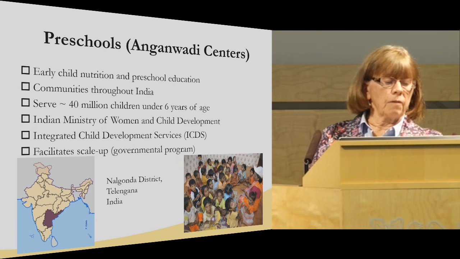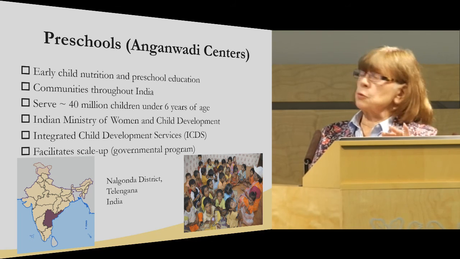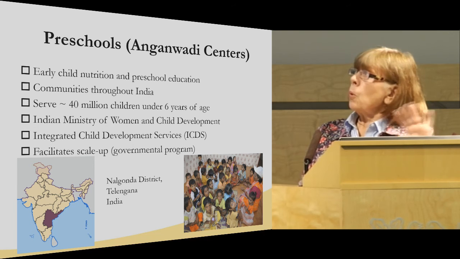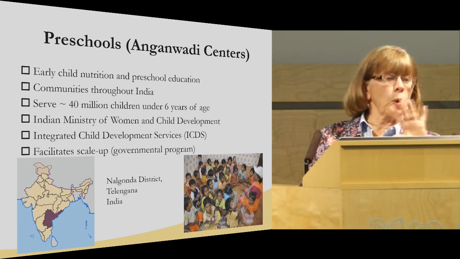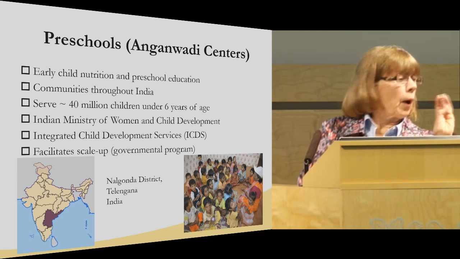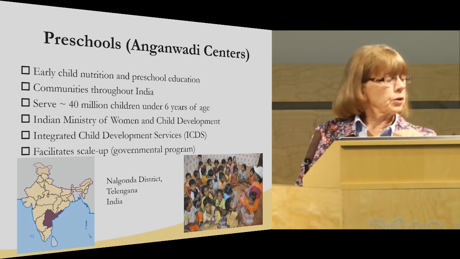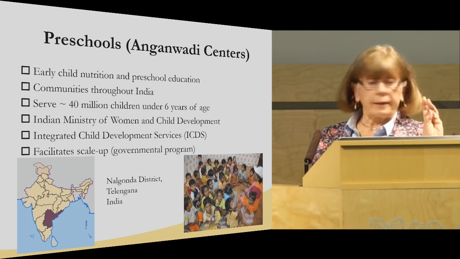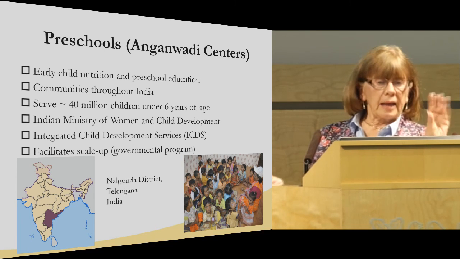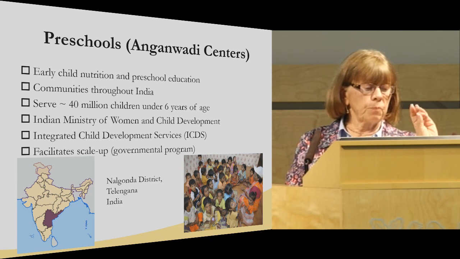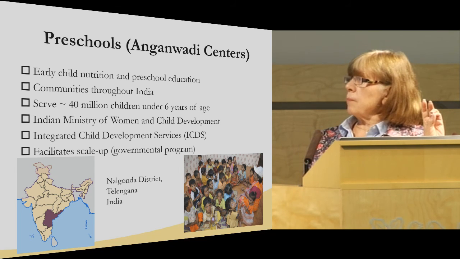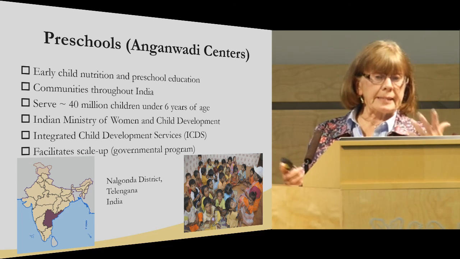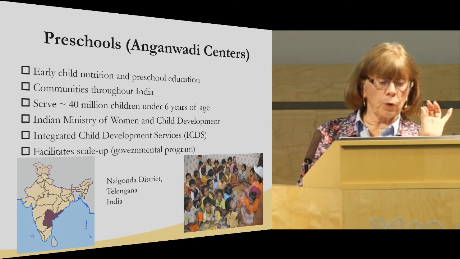India has a system of the Integrated Child Development Services where they have preschools or Anganwadi centers throughout the country. When you have a population of 1.2 billion people, you have 40 million children. So the study takes place in a new state called Telangana. It used to be Andhra Pradesh. And we collaborate with the National Institute of Nutrition. We work with these government agencies because if things work, then you have a possibility of actually scaling up a project. So I'll show you very quickly how it worked.